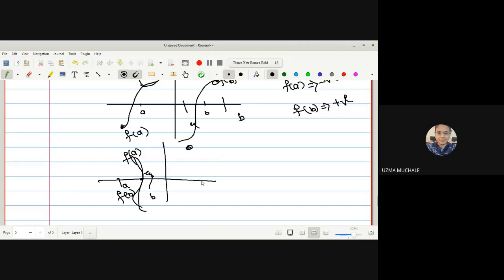हे कुठली लाईन आहे? x axis आहे. On the x axis what is y? 0. If y is 0, what will be f of zeta? It will be 0. इथे intersection ला y ची व्हॅल्यू 0 येणार ना, इथे पण 0 येणार आहे y ची व्हॅल्यू. Here also it will be 0. So f of that number is 0. What is that number? We have to find out.